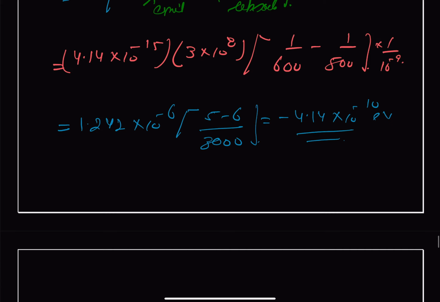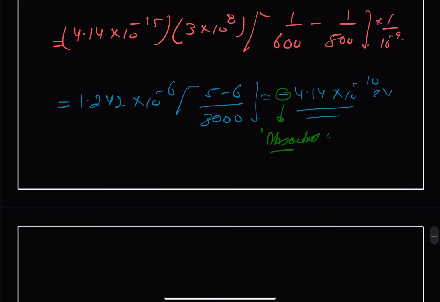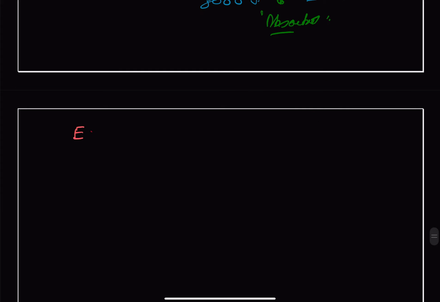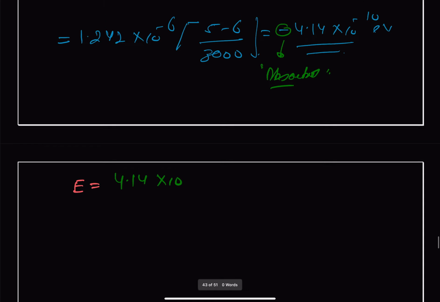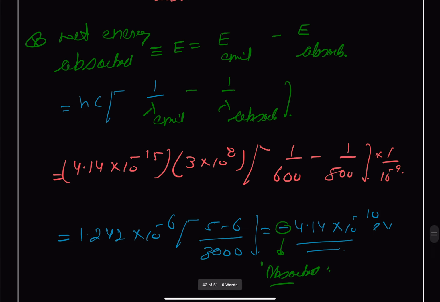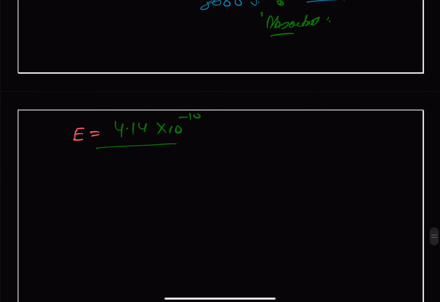So we are only interested in magnitude. This negative sign is only signifying the absorbed part. Rest doesn't matter. So therefore we got that our energy is equal to 4.14 into 10 raised to power minus 10, and in the question it is given as n into 10 raised to power minus 4.